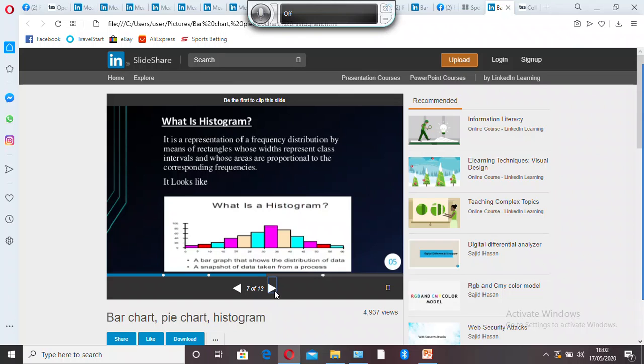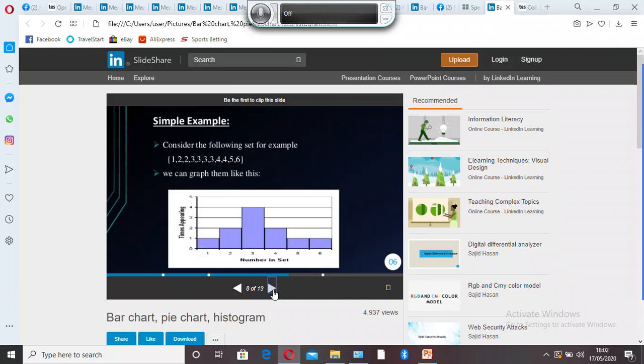Okay, so let's proceed. Did you see this? We want to look at this example to understand the histogram. Look at this simple example. Consider the following set, for example: 1, 2, 2, 3, 3, 3, 3, 4, 4, 5, and 6. So we can group them like this.